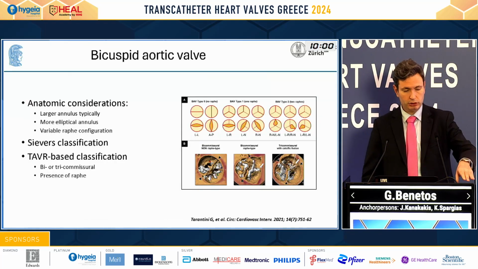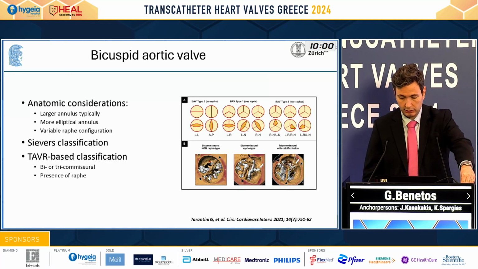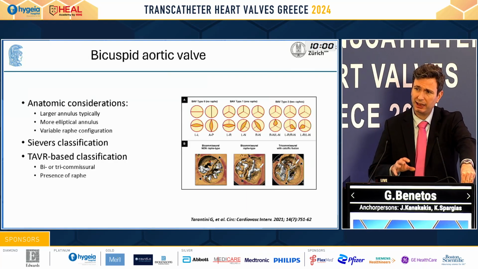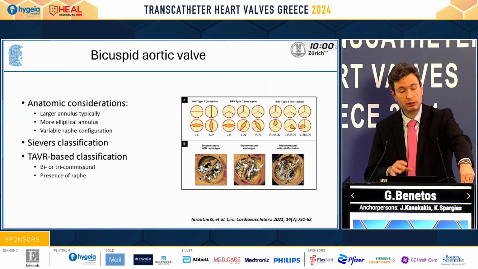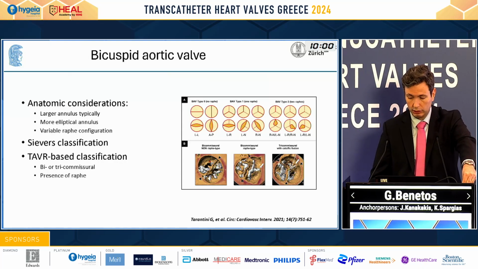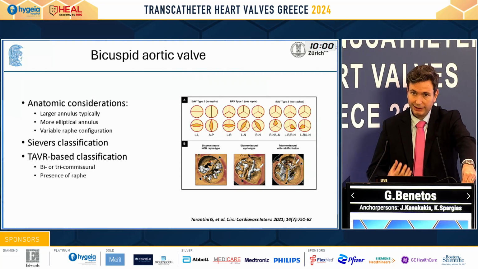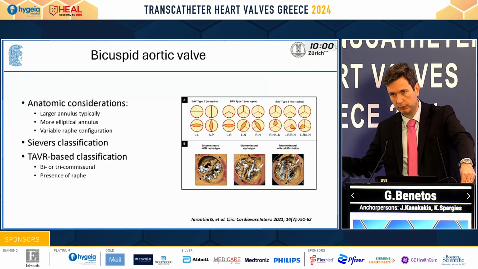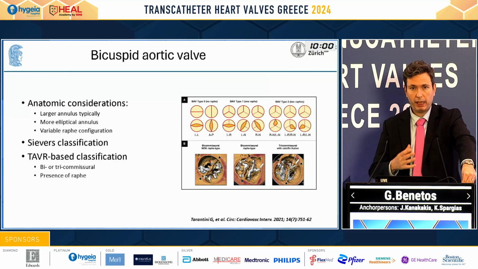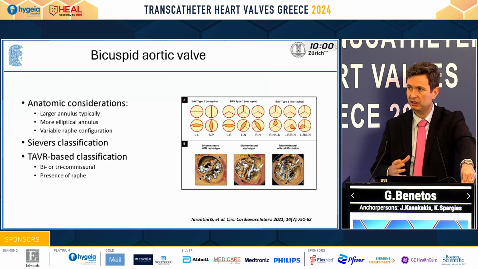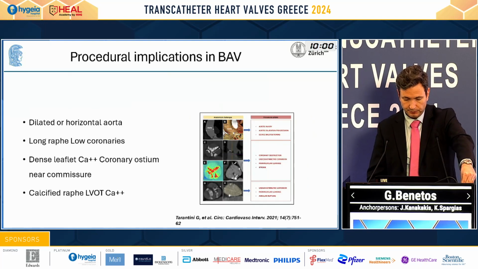Going beyond to some more specific data regarding the RCT, since 2021 there is a new classification of bicuspid aortic valve according to CT data. So we say either our bicuspid valve is tricommissural, which is the functional bicuspid, as we said before, or bicommissural with raphe type, or bicommissural non-raphe type. Bicommissural raphe type is Sievers 1, and bicommissural non-raphe type is old Sievers 0.